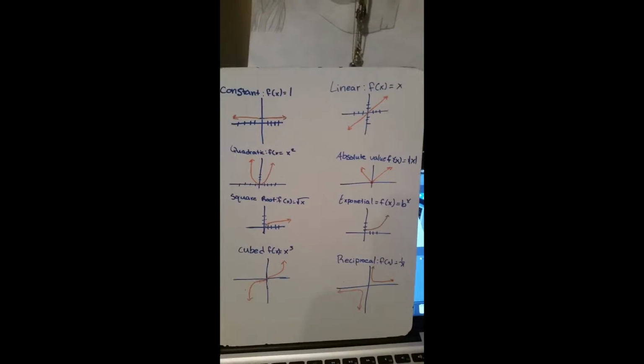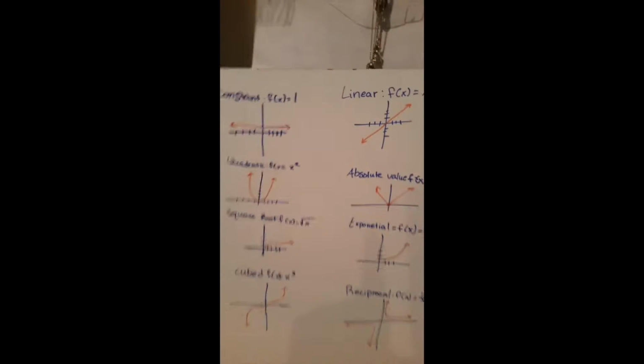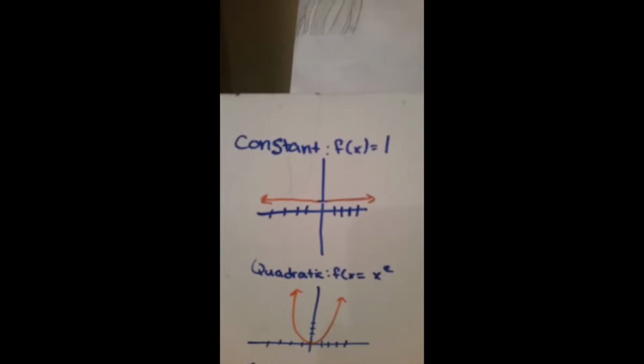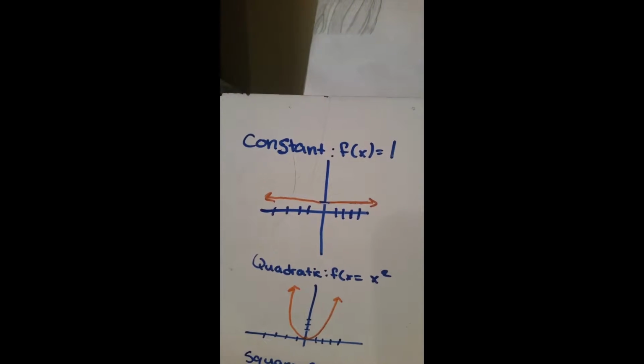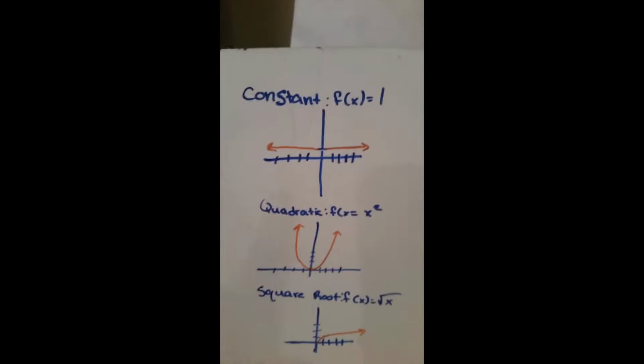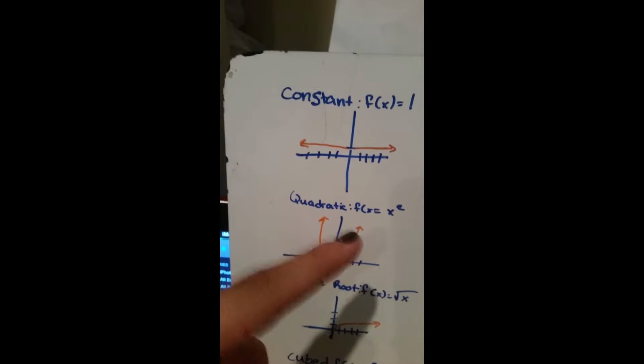Here are the graphs for each parent function. So constant: f of x, well now y is f of x, so you are able to do more steps, is equal to 1. Quadratic: f of x is equal to x squared. We've already done that, where it makes a U shape. The quadratic goes across the 1.